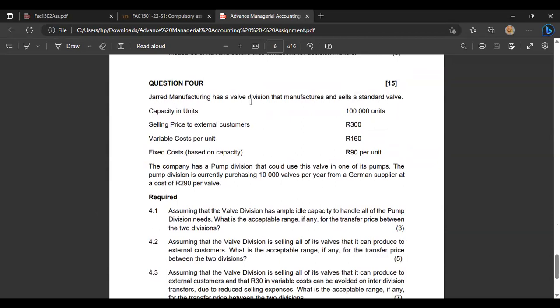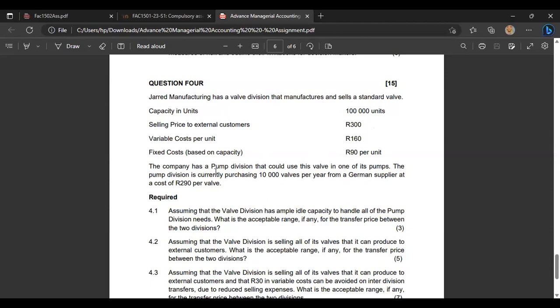Judd Manufacturing has a valve division that manufactures and sells a standard valve. So these are the things that are important in this question. Capacity, first of all. What capacity does the division have? It's 100,000 units. So this division can do 100,000. Then the selling price to external customers is 300. And then the variable cost per unit is 160. And then the fixed cost per unit based on the capacity is 90 per unit.